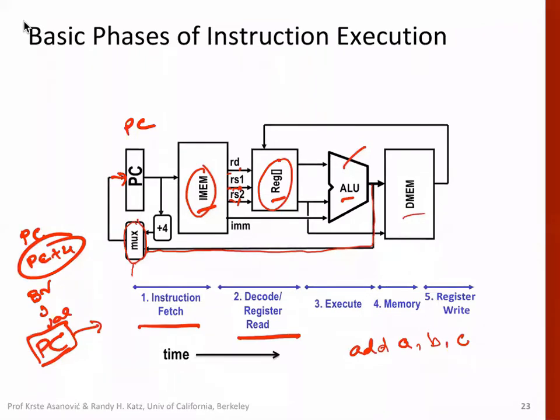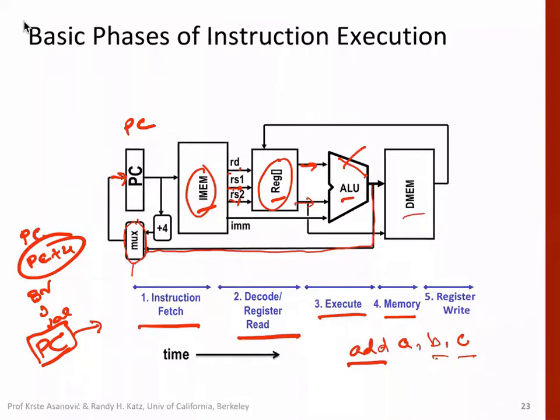The instruction decoding is to be done by the control unit, which is not shown here. It determines what this add instruction means and which signals are to be generated, and at the same time 2 registers are to be read. So B and C will be read, and the output should be available in this phase. Third is execute. When B and C are available, we execute, and then the output will be available. And then the fourth stage is memory.